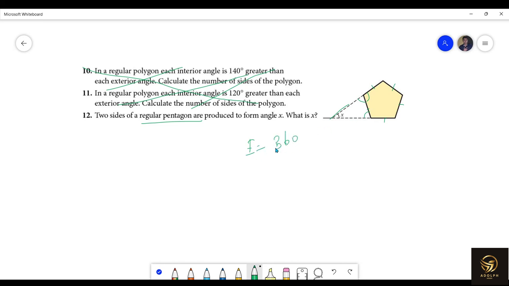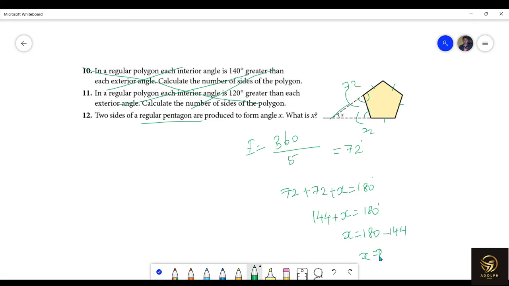So 360 divided by 5 sides. If you use 360 divided by 5, the exterior we get is 72. So this angle value is 72, and this angle value is also 72. If you add both of them, 72 plus 72, it is 144. So you can write it like this, it's a triangle. So 72 plus 72 plus x gives 180. So 144 plus x gives 180, and x is 180 minus 144, which gives the answer for x as just 36 degrees. So that's how we find it.